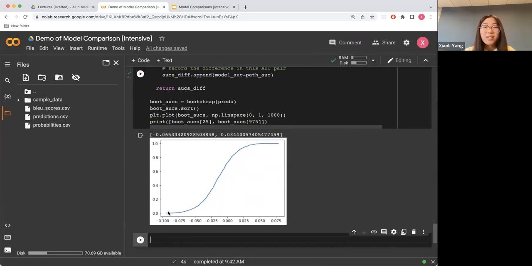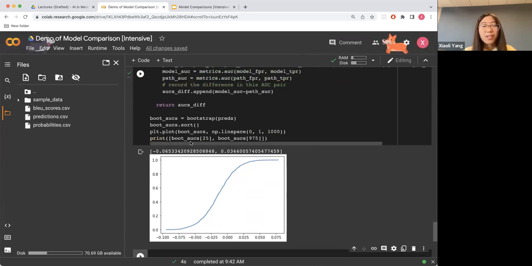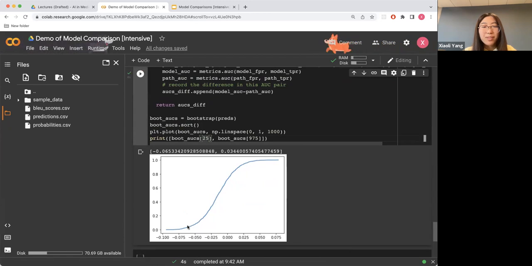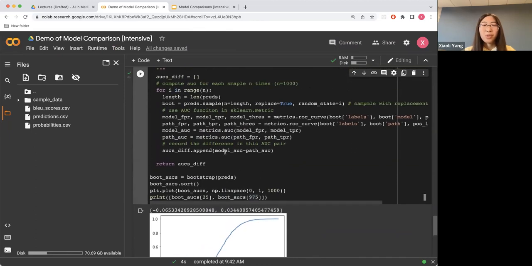So we can see that this is the cumulative distribution of our AUC difference. And at the 2.5 percentile, we have negative 0.06. And at the 97.5 percentile, we have 0.03. So we do have 0 in the middle. So we cannot say that their difference is statistically larger or smaller than 0. So we do not reach a definitive, rejective conclusion for this hypothesis test. We cannot conclude that model 1 is statistically better than the pathologist or model 2 in this example.